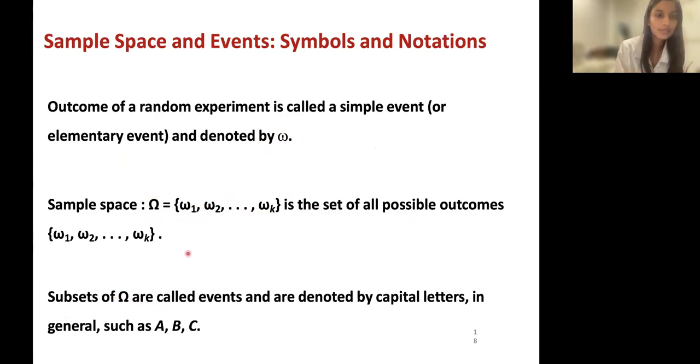And the subsets, the events, are denoted by capital letters. One event can be A, which is just omega 1 and omega 2 happening. B can be just omega 10 happening. C can be omega 5, 11, 15. These are all events that are denoted by capital letters.